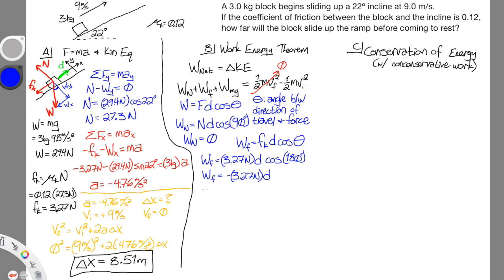And last but not least, we have the work done by gravity, where we want the force of gravity, or the force of weight, again times the distance, again times the cosine of theta. And plugging in here, we already know the force of weight is 29.4 newtons.